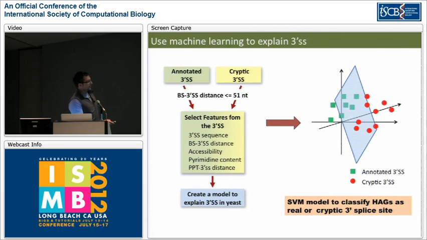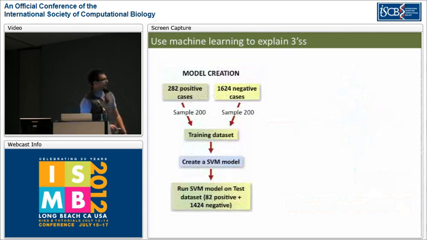And for those cases, we collect some information, like what the actual sequence is, like is this a CAG or TAG, the distance to the branch site, the accessibility measure, as we calculated before, pyrimidine content, and the distance to the pyrimidine. And since there are more negative cases than positive, we subsample 200 cases to have a balanced training subset.